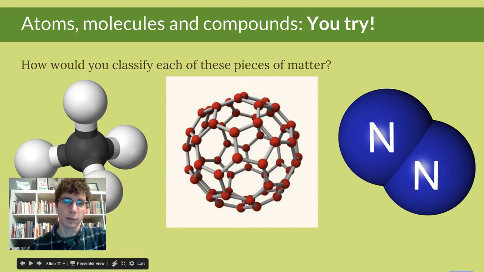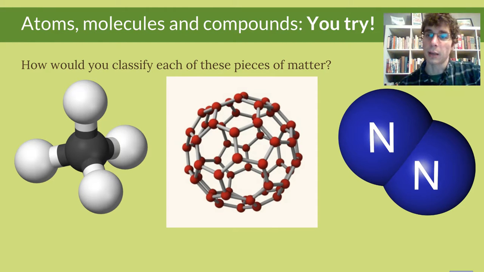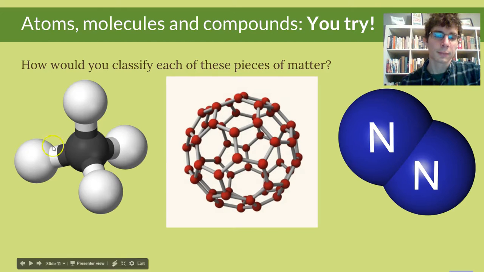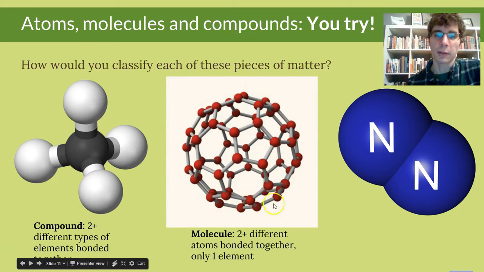All right, so using what we just learned, let's see if you guys can try to come up with the classification for each of these structures. You'll notice that each sphere, if it's a different color, that means it's a different type of element. We learned that if it's two or more elements bonded together, it's going to be a molecule. And if it's two or more different kinds of elements bonded together, then it's a compound. If we look at the first one, we're going to consider that a compound because it's two different kinds of elements. The middle one we'd call a molecule.